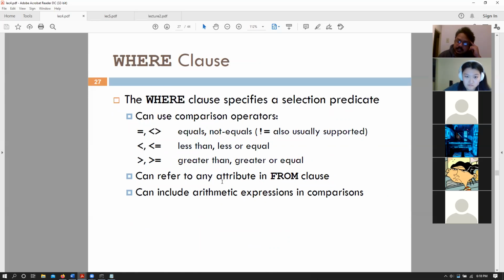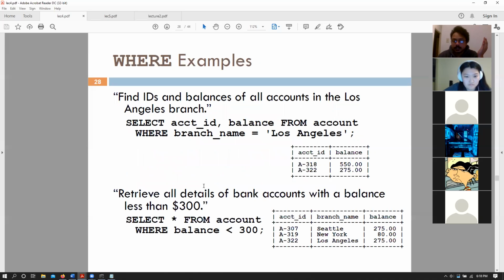So the where clause essentially is the predicates that you apply. So any conditions that you want to filter out your system with. So account ID has to be this, or balance has to be that, and things like that. So you can also use arithmetic operations, or you can also use comparison operations. So we can say that get me all balances and IDs of accounts in the Los Angeles branch.